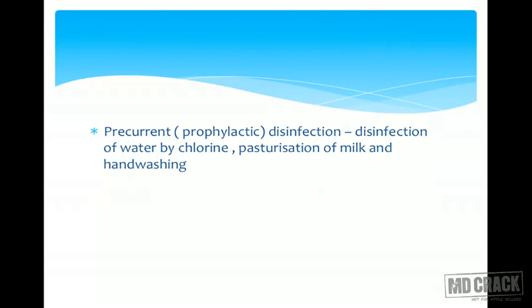Precurrent or prophylactic disinfection. This is a peculiar type of disinfection where we disinfect even before infection has happened. The examples are pasteurization of milk, hand washing, and disinfection of water by chlorine. So these are examples of precurrent disinfection wherein we disinfect even before the infection has started.